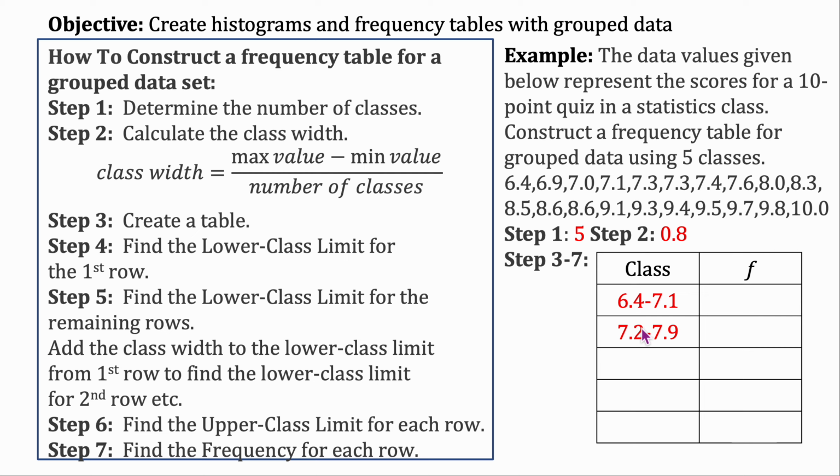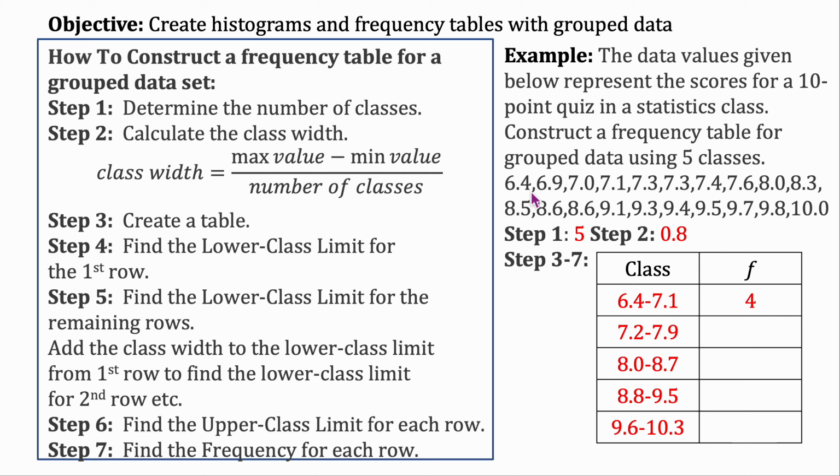You'll notice that these here are 0.8 apart, 6.4 and 7.2. 7.1 and 7.9 should be 0.8 apart. And then you'll continue that. Add 0.8 to your 7.2, add 0.8 to your 7.9, add 0.8 to the 8.0, add 0.8 to the 8.7, and go down the line. Okay, so you have your class widths, you have what your class values are, and then you just have to count.